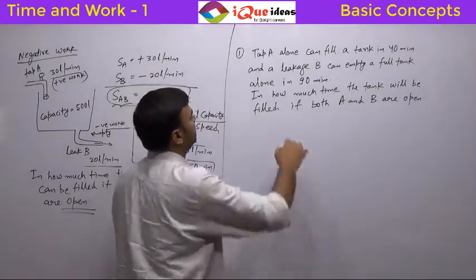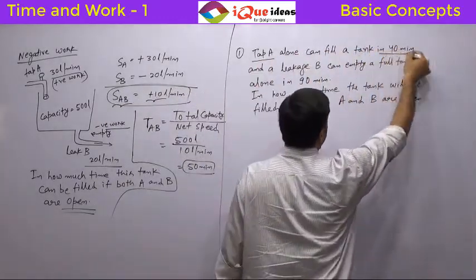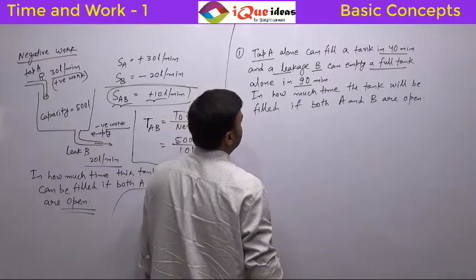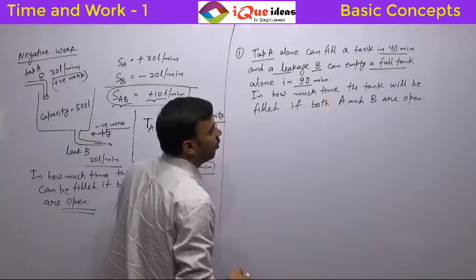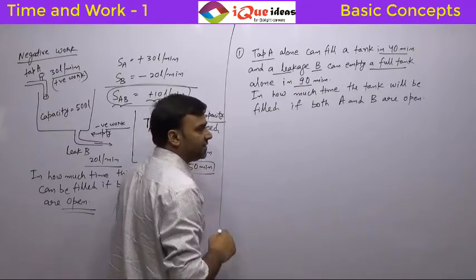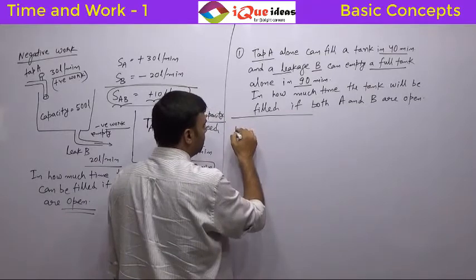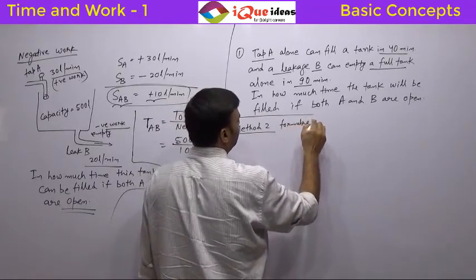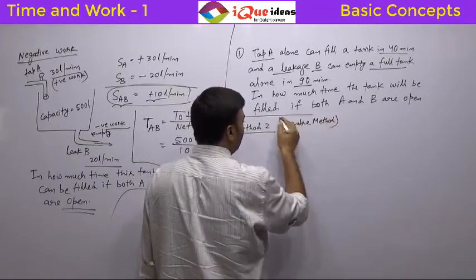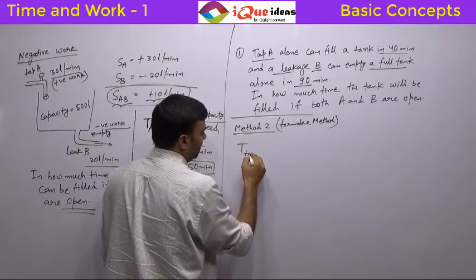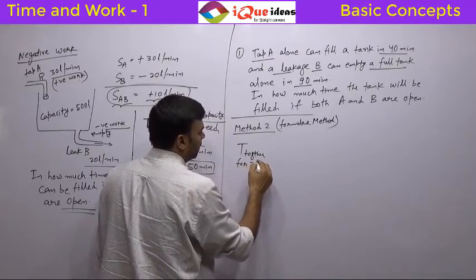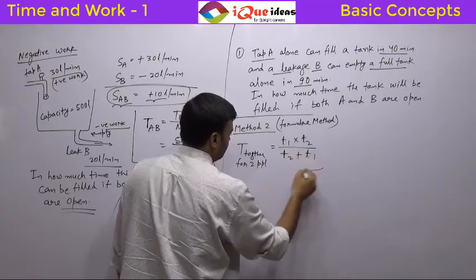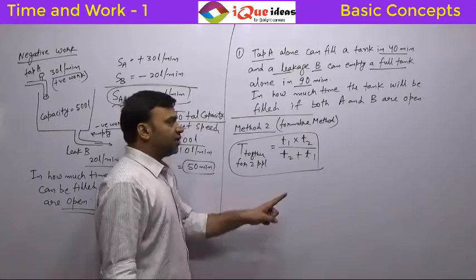Now let's take a look at this question. It says tap A alone can fill a tank in 40 minutes, and a leakage B can empty a full tank alone in 90 minutes. In how much time will the tank be filled if both A and B are open? Here the times are given. Time to do the whole work is given. Now, do you remember method 2, the formula method, for the positive workers? There we had the formula for the time together for 2 workers, T1 into T2 upon T2 plus T1. Here also the same formula can be applied.